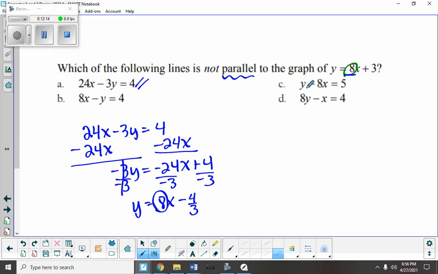And with this one right here, you would add 8x, so you would have y equals 8x plus 5. That one is parallel. And then you're going to do the same thing with the next two. Solve for y. Figure out which one does not have the slope of 8, and that would be the answer to this particular problem.